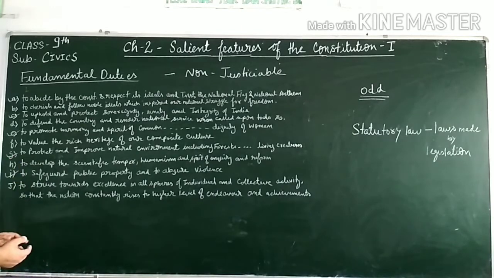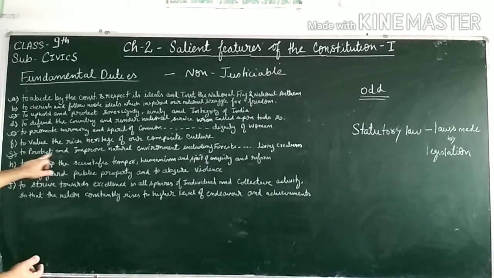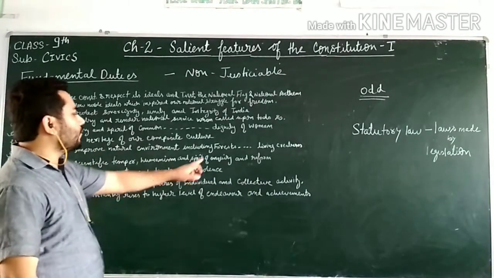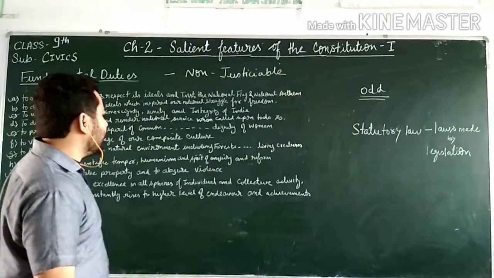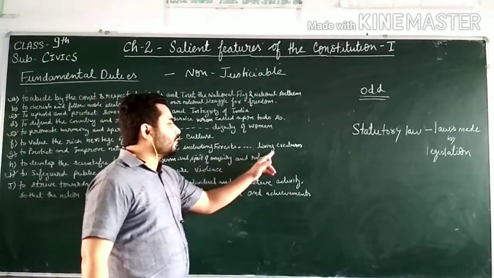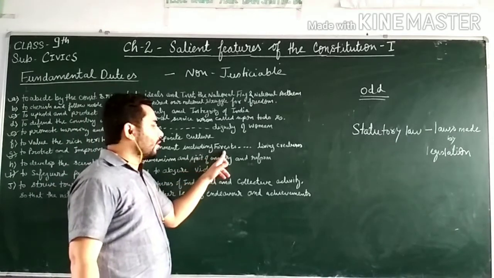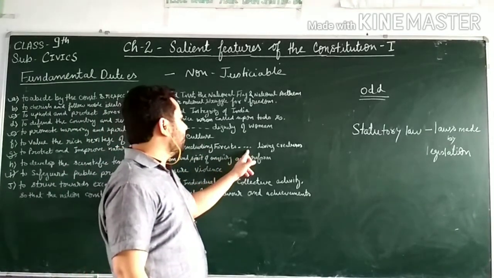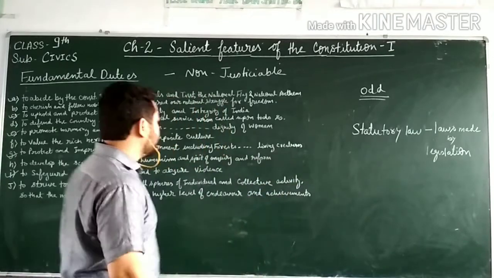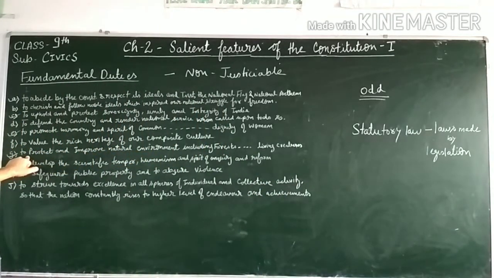Then the seventh, to protect and improve the natural environment, including forests, lakes, rivers, and wildlife, and to have compassion for living creatures. This is essential because we have certain environmental laws. The Wildlife Protection law is there. Clear? So this fundamental duty is supported by that.